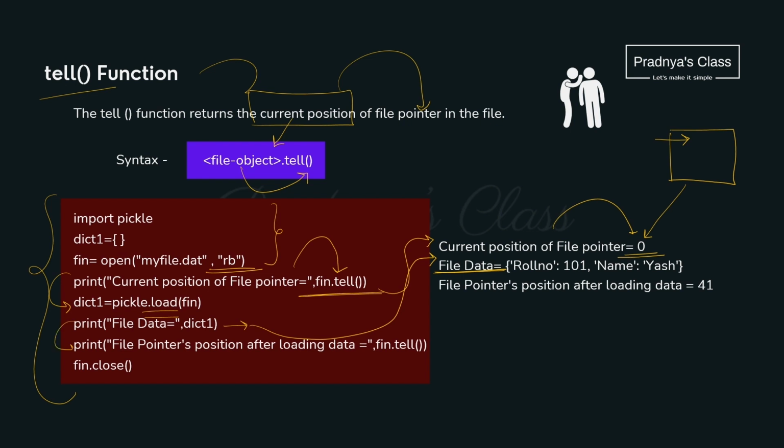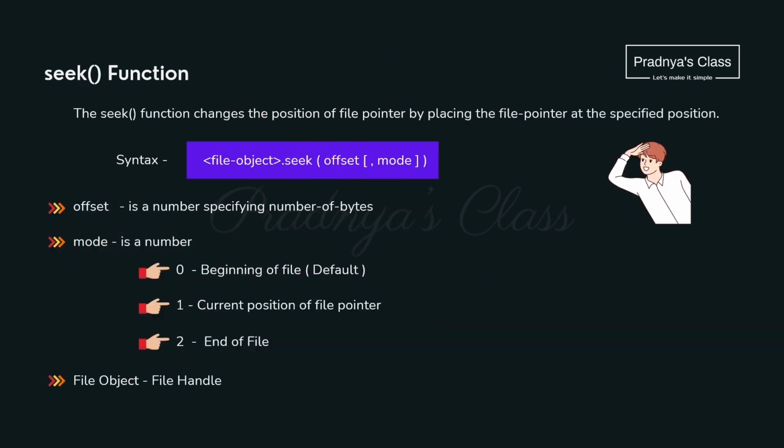After loading, again we want to know the position of the file pointer. Look at the output. The file pointer's position after loading data is equal to 41. From that it is clear that the file pointer changed its position. There is one more function related to the position of the file pointer, that is seek. The seek function changes the position of the file pointer by placing it at the specified position.